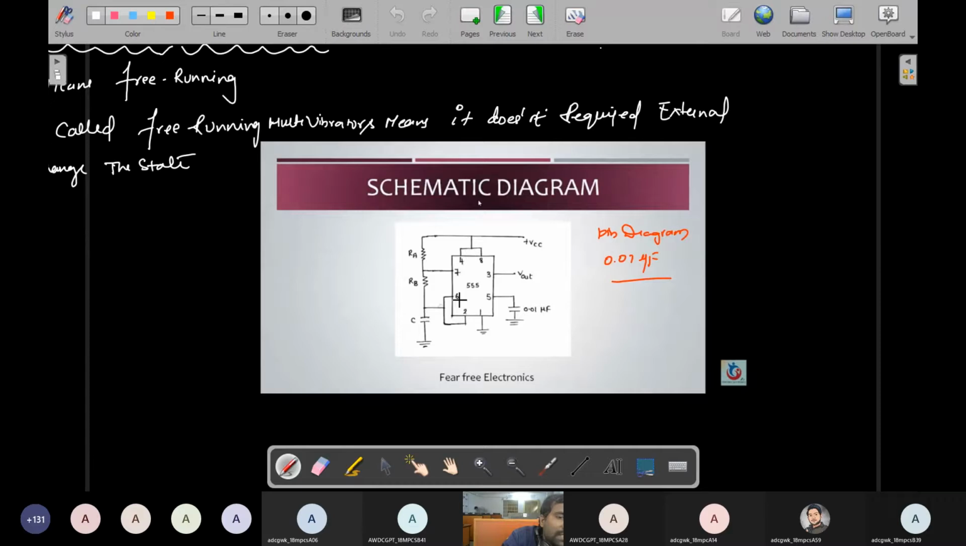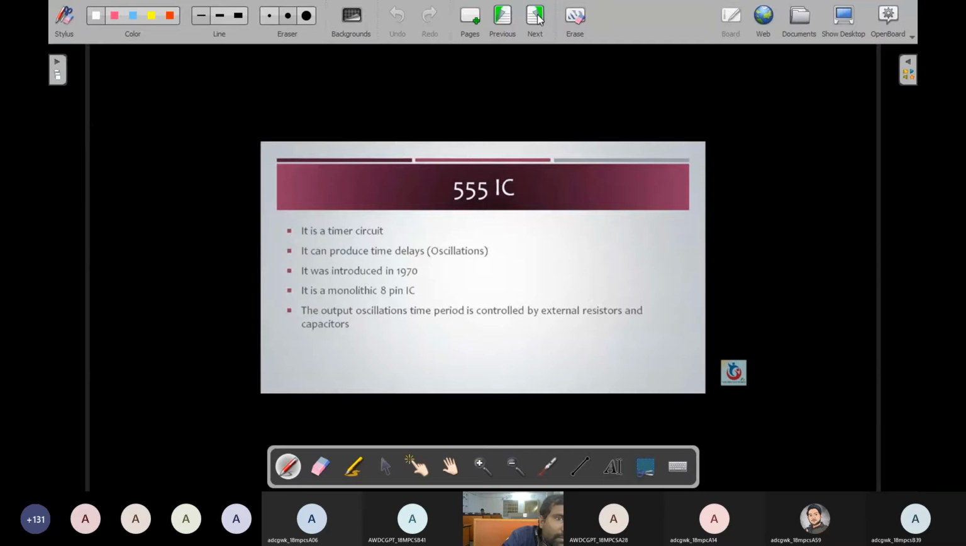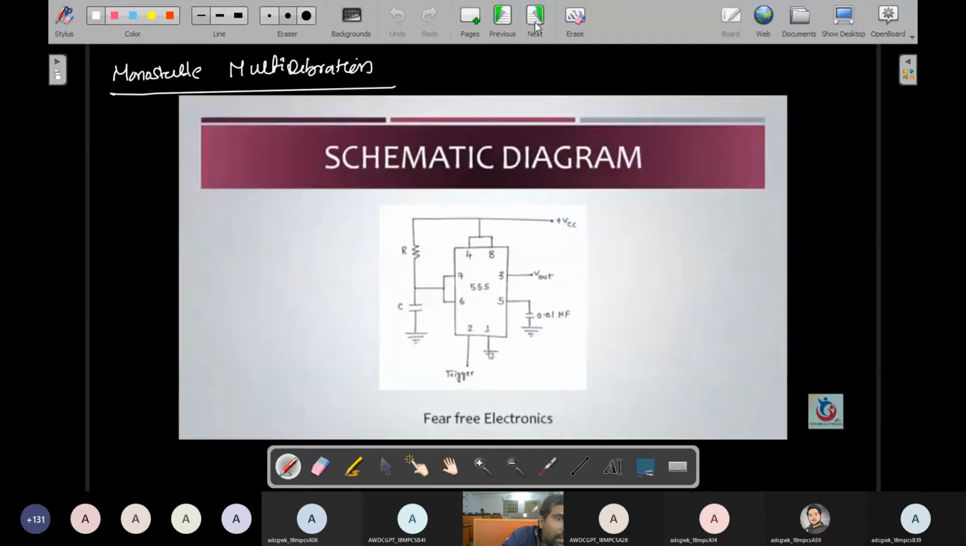The only difference is the sixth and second pin. In the schematic diagram of the astable multivibrator, the sixth and second pins are combined and connected to the capacitor terminal. But in the monostable multivibrator, the sixth and seventh pins are used. The seventh pin is the discharge pin and the sixth pin is the threshold voltage. So the threshold voltage and discharge pin are both connected to the capacitor.